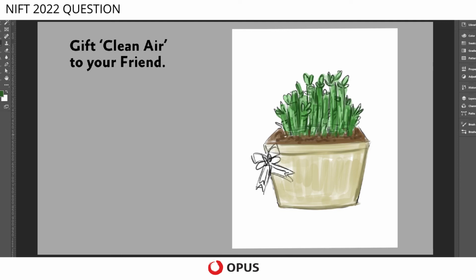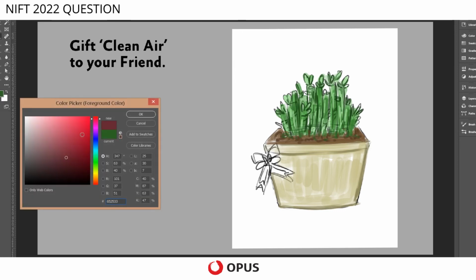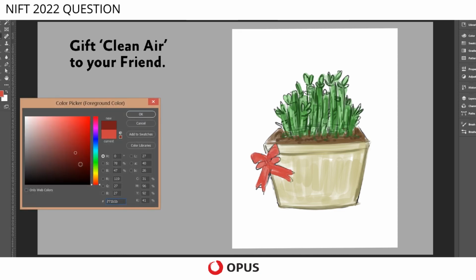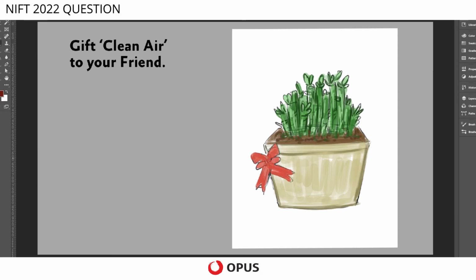All right, after that we can go for this ribbon and color it, because it is being given as a gift that signifies clean air. Then you can strengthen the lines so that its structure comes out.